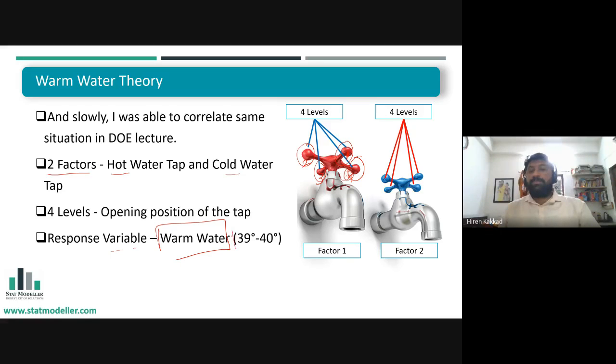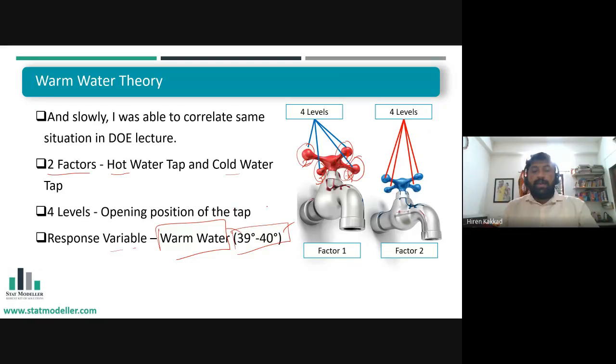What degree should it be? Now in that case I was not measuring the degree, but that should be, let's say, 39 to 40 degrees Celsius, so that we can use it in the bath. So that is the optimum water that we were looking for. We did not want more than this, nor less than this.